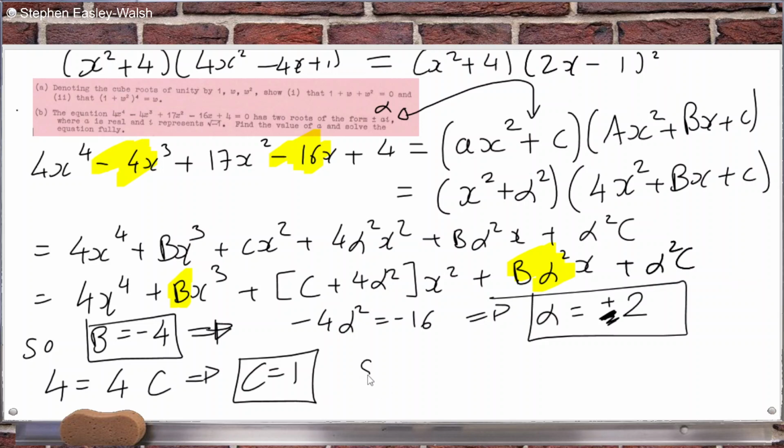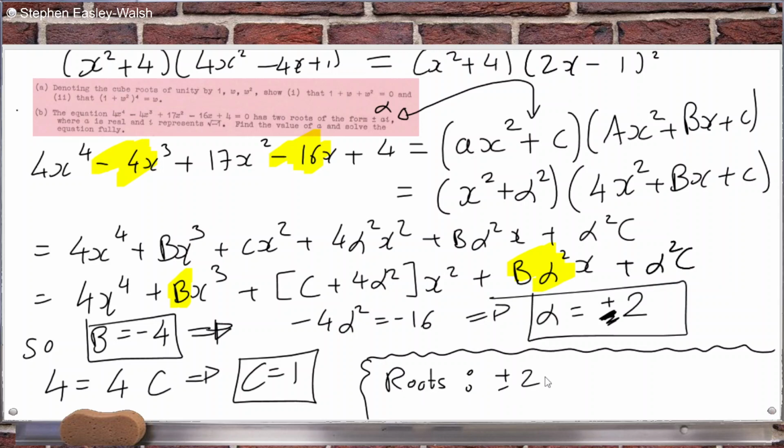Yeah, there we go. So that's the value of the alpha there. And the roots are plus or minus 2i, and then 1 over 2. Yeah, right. That's kind of tricky, that question. But we're finished now, so that's good.